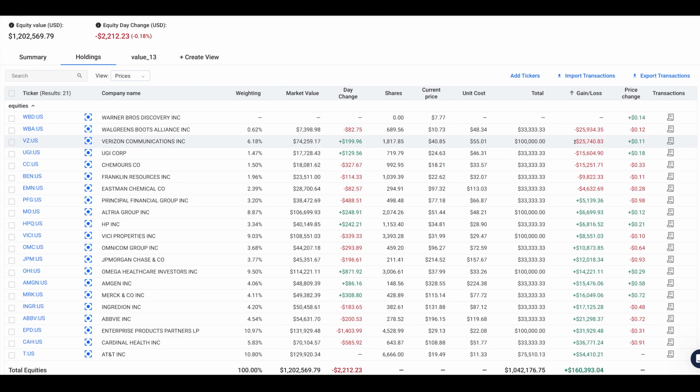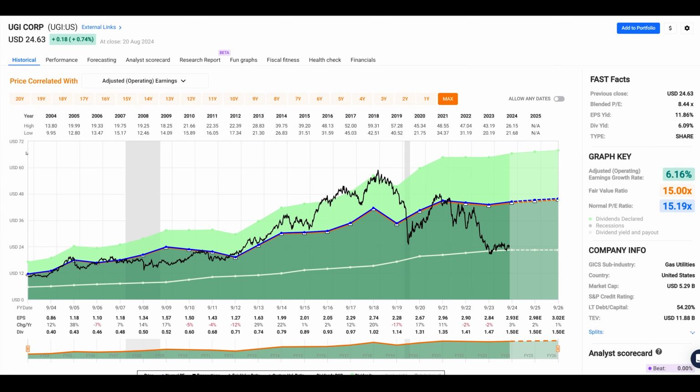We had the Walgreens Boots Alliance in here. And now UGI is an interesting one. I do want to look at it while we're here, because UGI is one where the stock price has fallen dramatically, but the fundamentals, in my opinion, have not deteriorated. And this stock has thrown off a lot of dividend income for us.